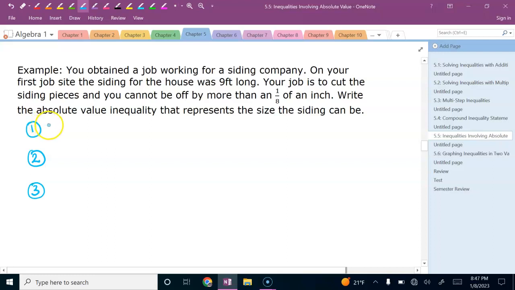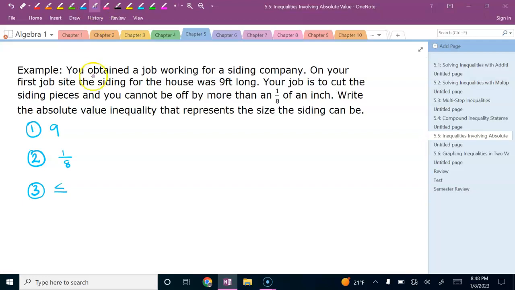So step one is to figure out what the middle is. Each piece of siding is 9 feet long, so I would say that's your middle, because that's the length you're using. Now, how far off your cuts can be, they say, is 1/8 of an inch. So your distance would be 1/8. Then it says you cannot be off by more than that. So the most you can be off would be 1/8 of an inch. It has to be 1/8 or smaller off, that's your margin of error. Which would mean I need a less than or equal to symbol, because it could be up to 1/8 of an inch.